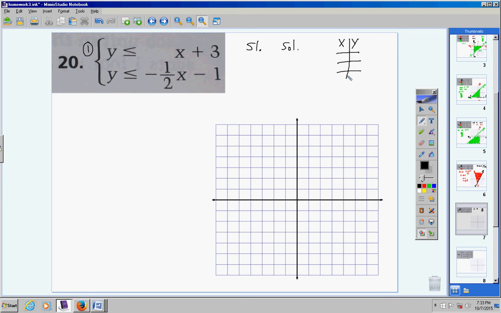So I can do this in my head so quickly. Put in a 0, a 1, and a 2. Put a 0 in for x. 0 plus 3 is 3. Put a 1 in for x. 1 plus 3 is 4. Put a 2 in for x. 2 plus 3 is 5. So I'll go to 0, 3, 1, 4, 2, 5. And there's my solid line right there. Alright.